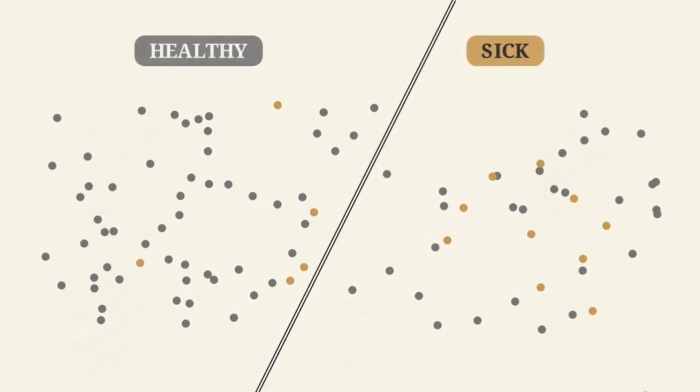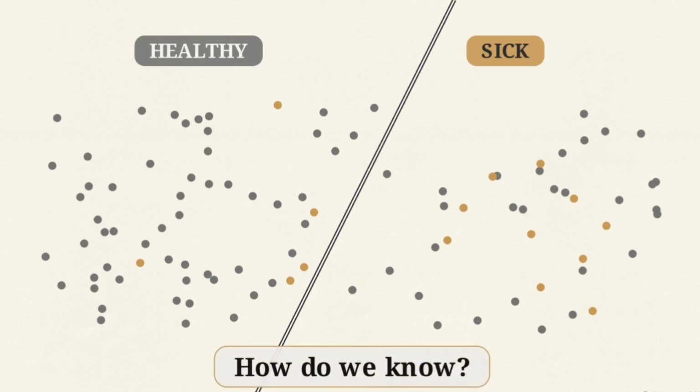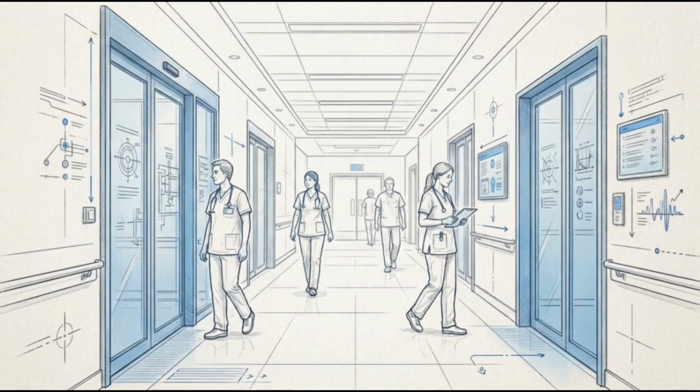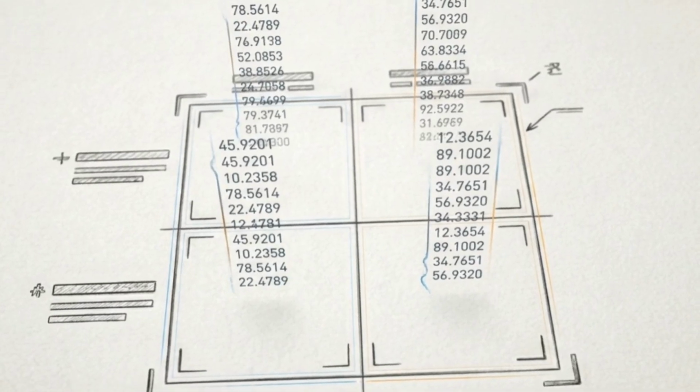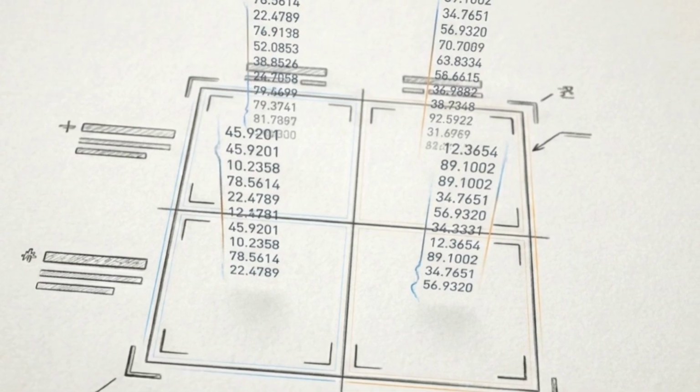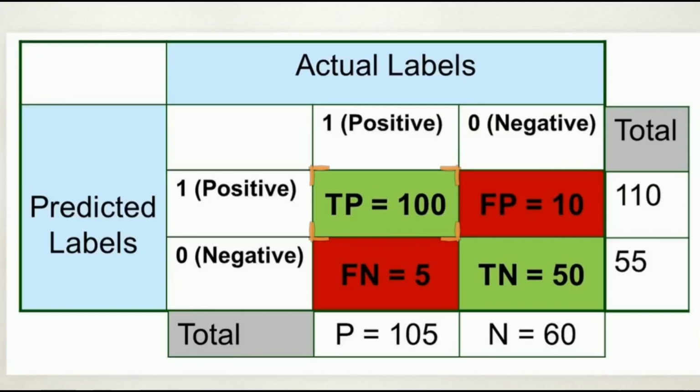A data science team might present a medical diagnostic model, and proudly report a global accuracy score of 91%. At first glance, a 91% success rate sounds ready for hospital deployment. But if we plug the raw numbers from that test into this confusion matrix, we see a more nuanced picture. Out of 165 total patients, the model correctly identified 100 true positives and 50 true negatives. But it also generated 10 false positives and, critically, 5 false negatives.